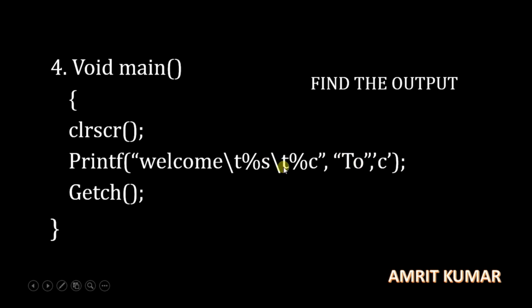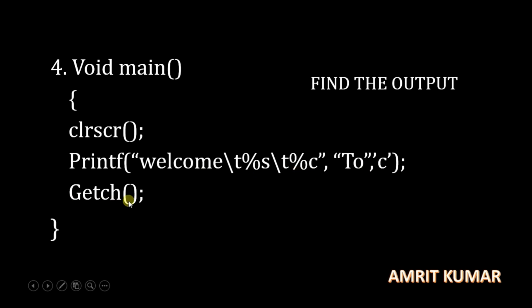Then \t again, an escape sequence, its work is for tabbing on the screen. Then finally %c is used for printing a character on the screen, and a character is within single quotes. Therefore the output here is: welcome, then tab, then 2, which is the string, then tab again, then c, and because c is a character, c is going to be printed.